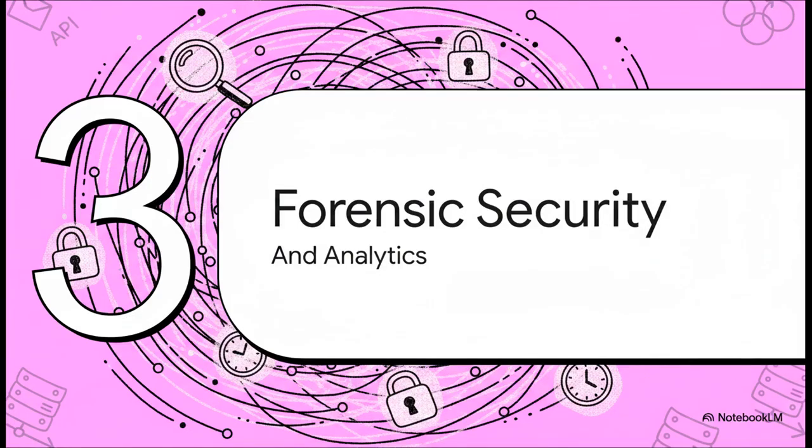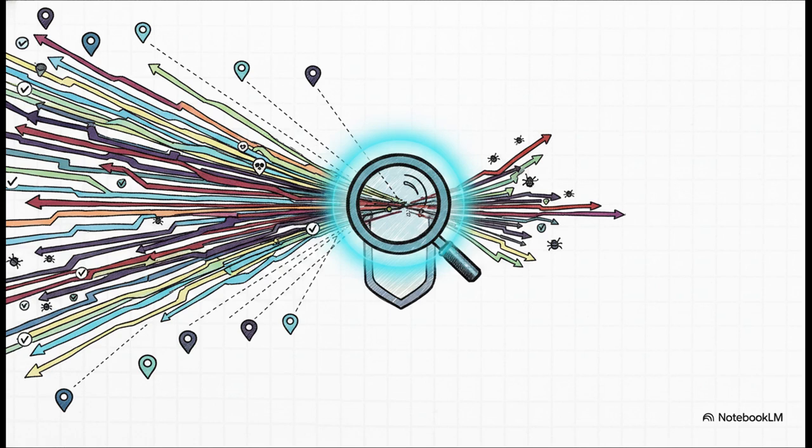Which brings us to Section 3, Forensic Security and Analytics. So speed is awesome for sure. But how does all this forensic data capture actually change back-end security and observability for the folks actually running these systems? Well, as the saying goes, transparency is the ultimate enemy of security threats.